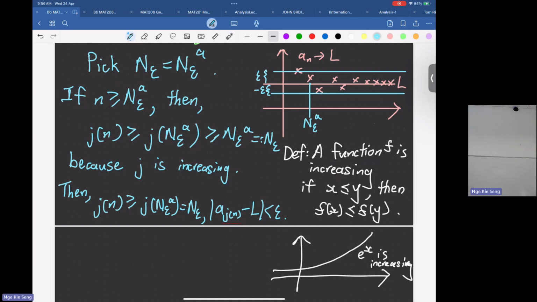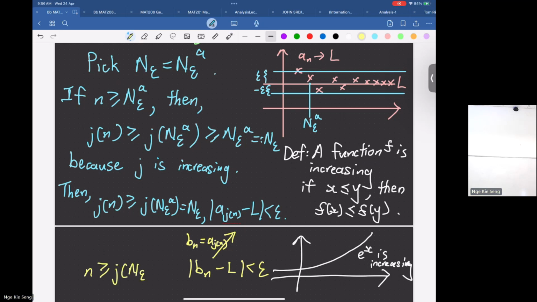We could label it, for example, as bn, because just now we wrote that bn equals aj. In this case you could say that n is greater or equal to aj. You could do this as well. It's just a naming.